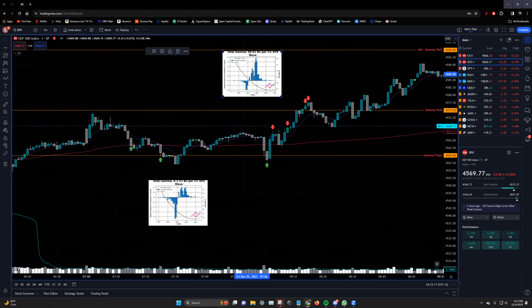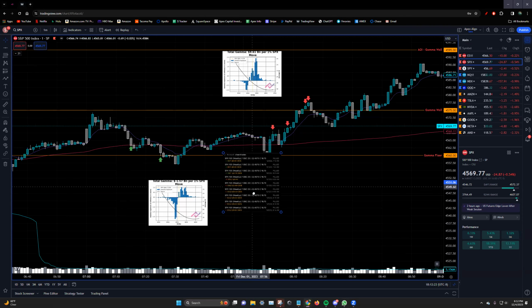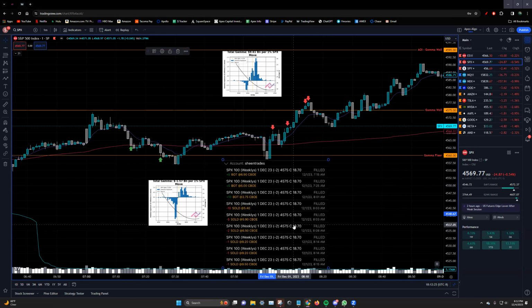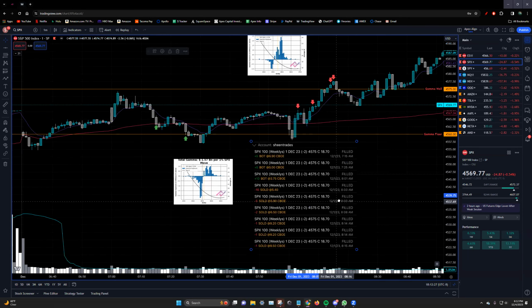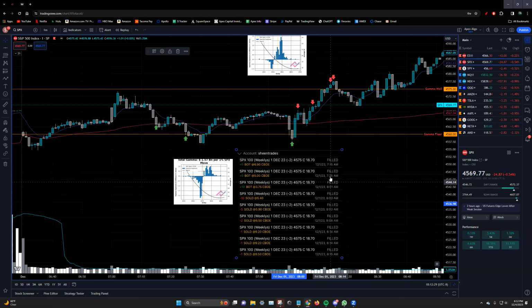Okay, let me copy this so I can put it here. So this was my trade execution. Let me make it a little bigger, so you guys can see that I'm not lying about when I entered. So runners hit about 150%. I think most of the trades were taken off around 30 to 50%, and runners were just left for 150%.